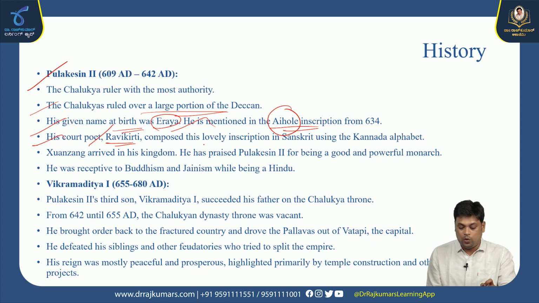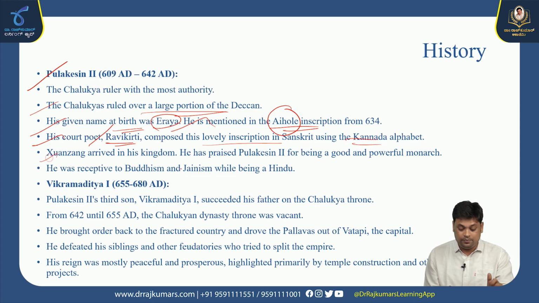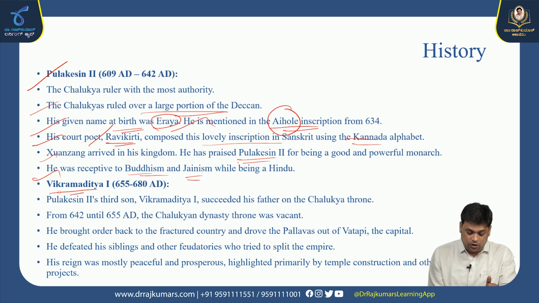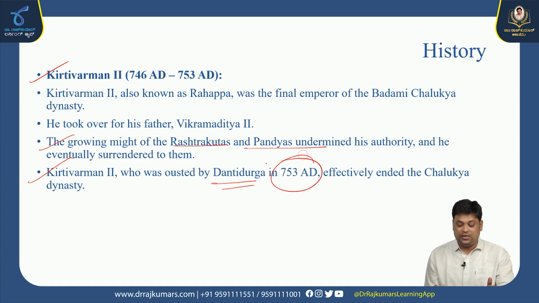He is the one who made a lovely inscription in Sanskrit using the Kannada alphabet. And Huanzhang also arrived at his kingdom, and he is praised for being a good and powerful monarch. He was receptive to Buddhism and Jainism while being a Hindu, which means he gave importance to Jainism as well as Buddhism. Vikramaditya II, Pulakeshin II's third son Vikramaditya, was a successor of his father. Okay, other than that, all this was information, just read it once. Kirtivarman, the noted point here is the growing might of Rashtrakutas and Pandyas undermined his authority. So Kirtivarman was ousted by Dandidurga in the year 753 AD, effectively ending the Chalukya dynasty.